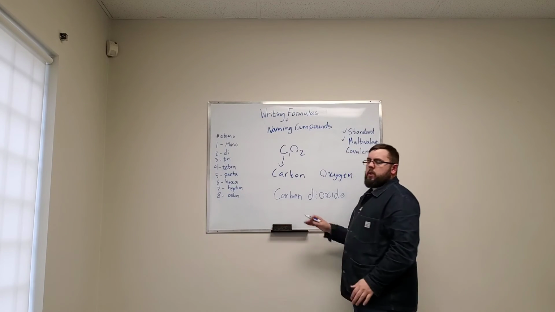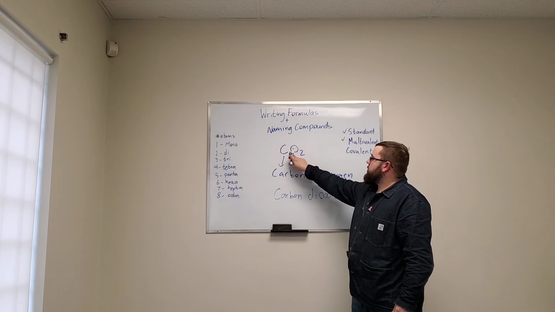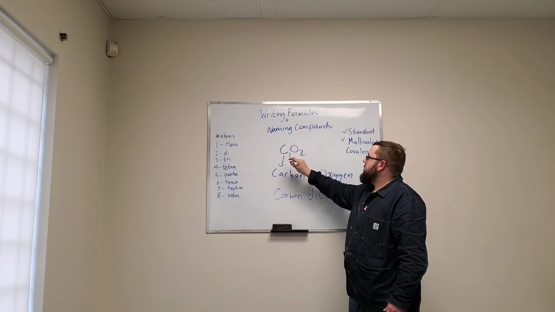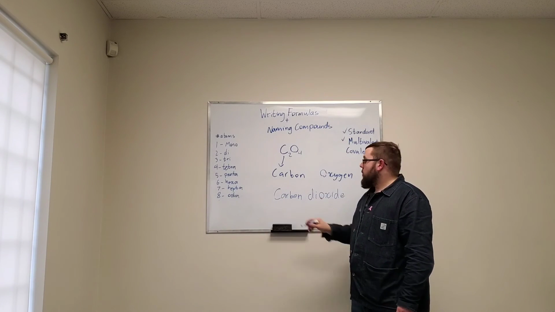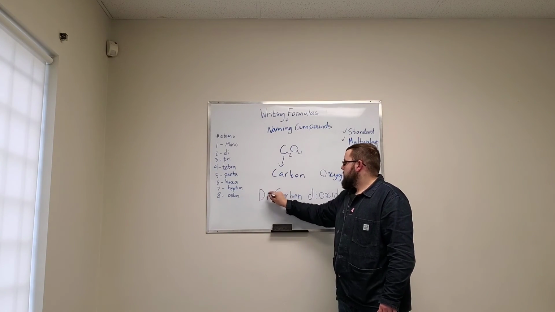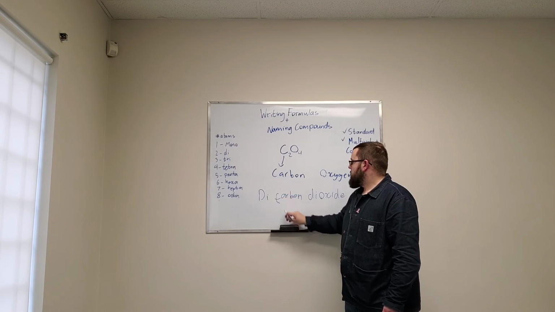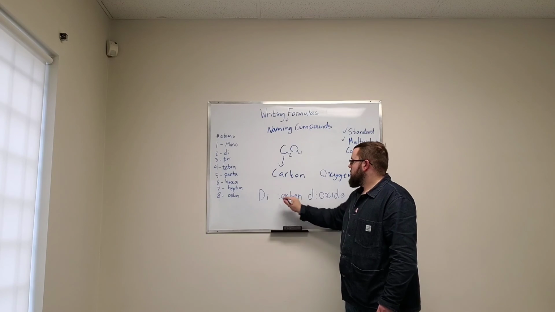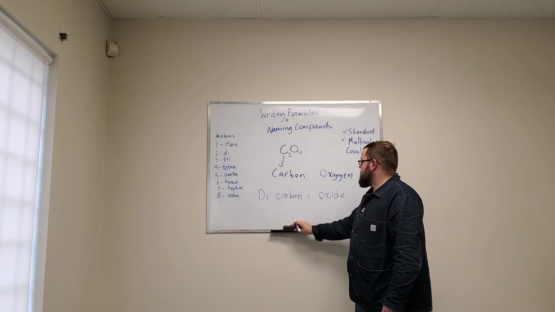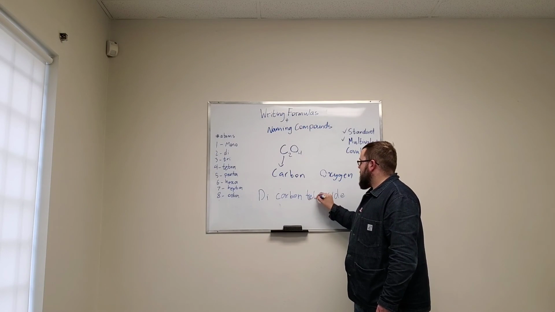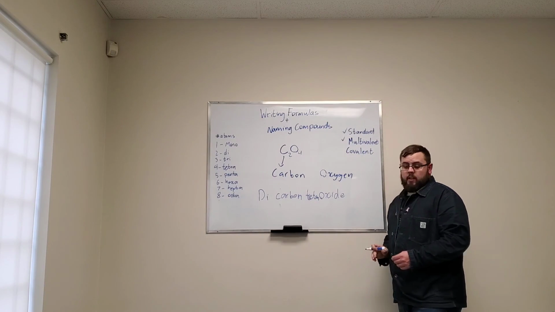So the only time you want to put a name or another prefix in front of here is if this number is different. So if this is C2O4, we're going to want to call this dicarbon, and we're going to change this to a lowercase. And this changes from dioxide to tetraoxide, okay? So this is covalent bonds.